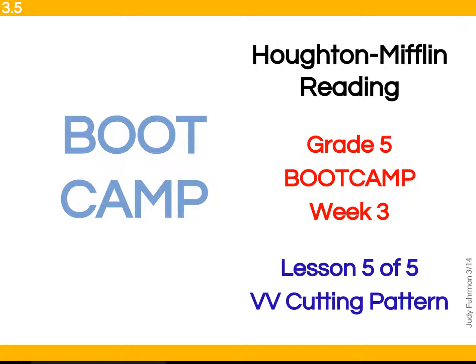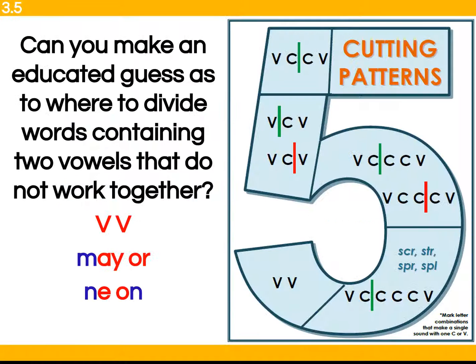Today we're going to be looking at the VV cutting pattern. So if we're looking at the two words mayor and neon, can you make an educated guess as to where to divide those words when they're containing two vowels that do not work together? So we're actually going to be splitting them in between the two vowels.